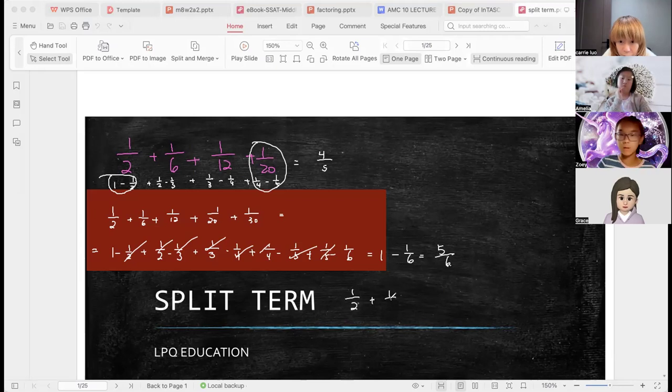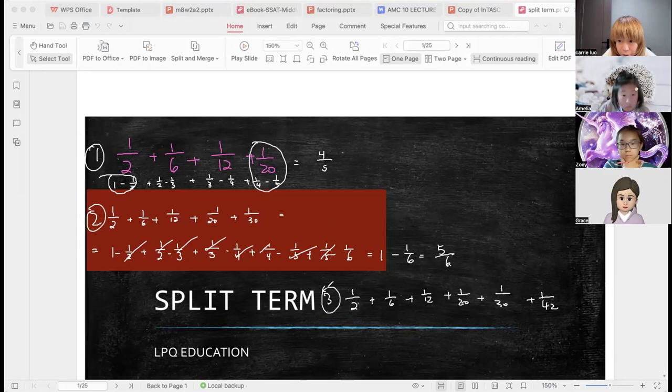1 over 2 plus 1 over 6 plus 1 over 12 plus 1 over 20 plus 1 over 30 plus 1 over 42. Okay, everybody, please give me the answer immediately. Take a look at this example. Example 1, example 2. So we are going to do example 3.